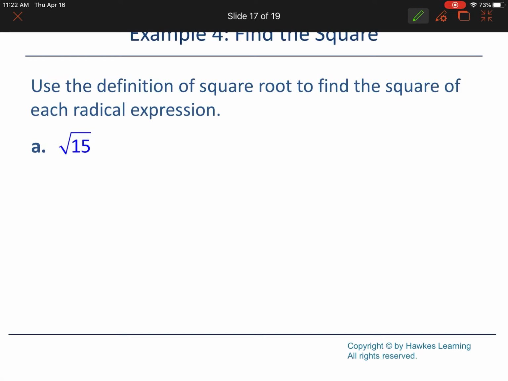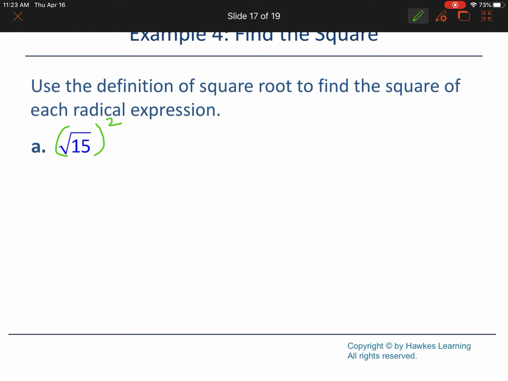Okay, so in this case, the interesting thing about square roots is they're kind of the opposite of what we're doing with squaring, right? So squaring it will undo the square root. So in this case, they want you to find the square. In other words, we're going to take that number and square it.